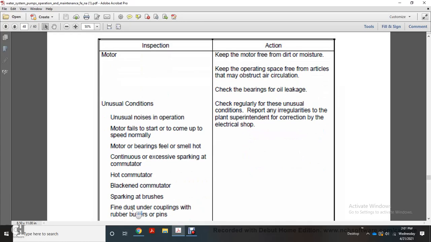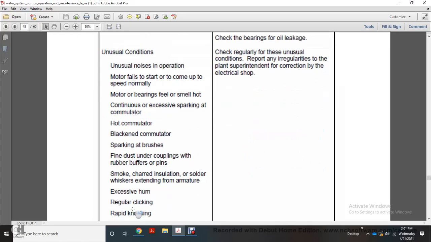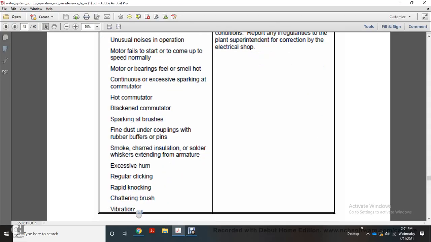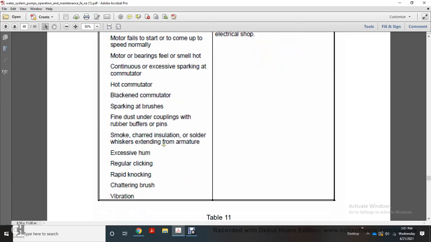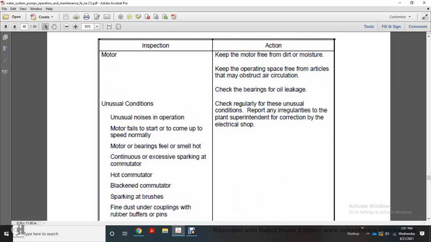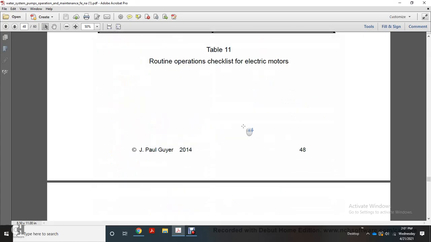Commutator hot: check commutator and brush. Commutator sparking, brush fine dust, couplings, rubber bushing pins, smoke, charred insulation, solder, wiring, extending armature; except humming, regular clicking, rapid knocking, chatter, brush vibration. In any of these actions, check and relieve these unusual conditions. Report irregularities, plan with the superintendent for correction by the electrical shop.